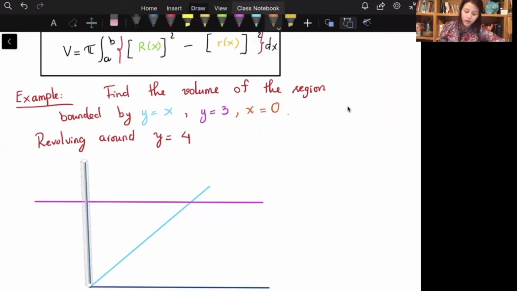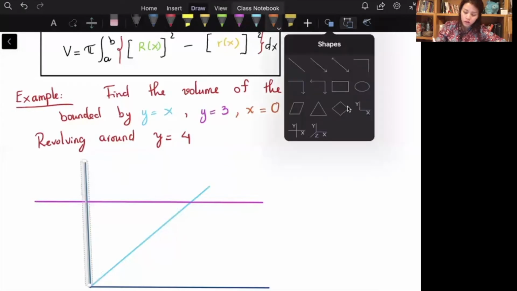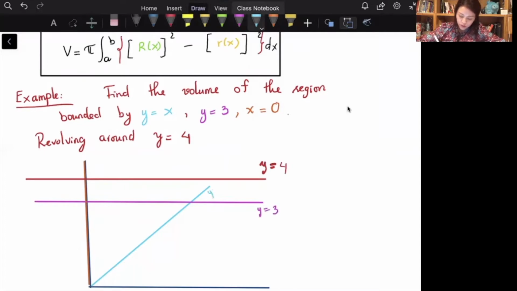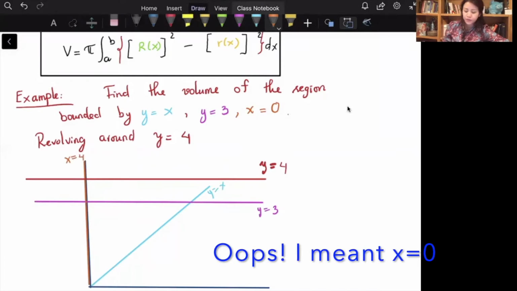Okay, and then it's revolving around the horizontal line y equals 4. Maybe I'll put it here. So here is y equals 4. This one is y equals 3. And this one is y equals x. And here is x equals 4, right?